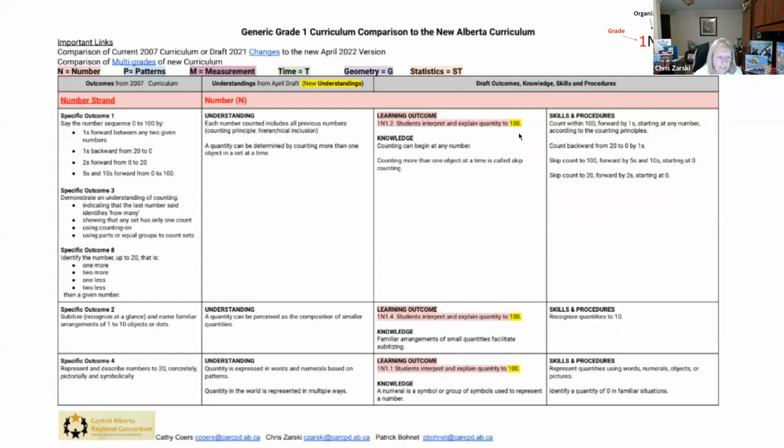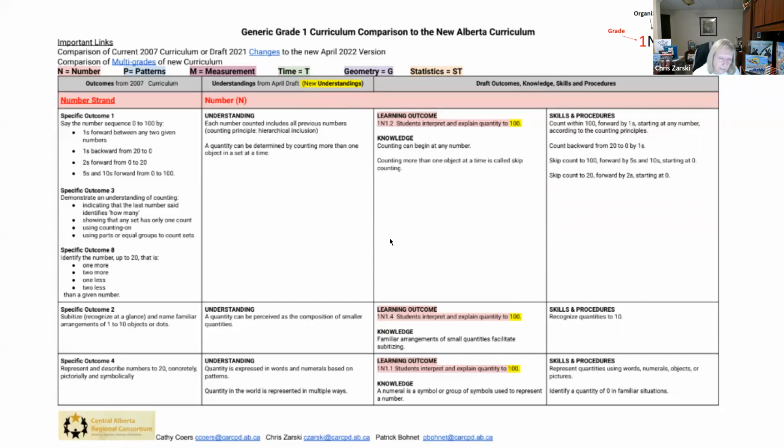If you see something that is yellow highlighted, it's not that we didn't go to 100, we're going to just a different way this time, but anything that's highlighted in yellow is new. It's new to your grade. It could be completely new. It could be just a piece of it as being new.